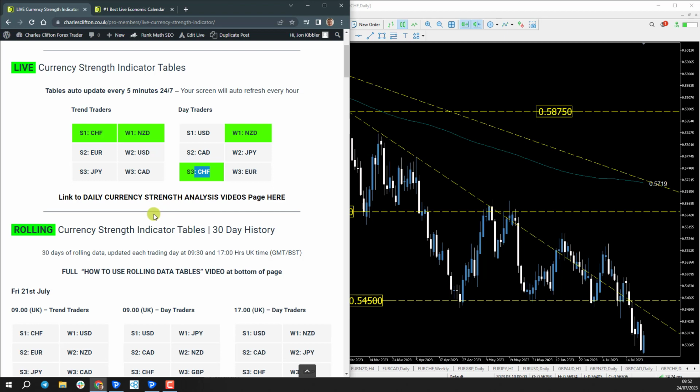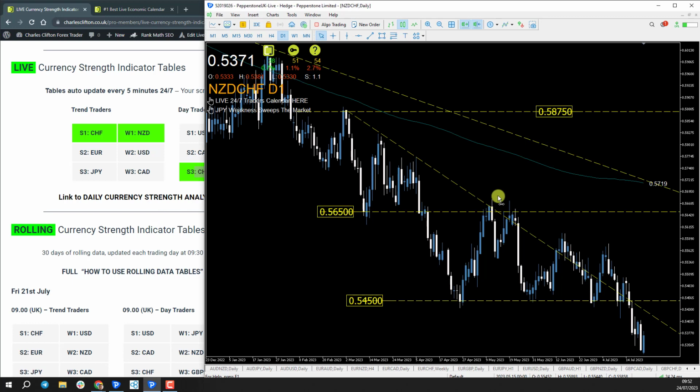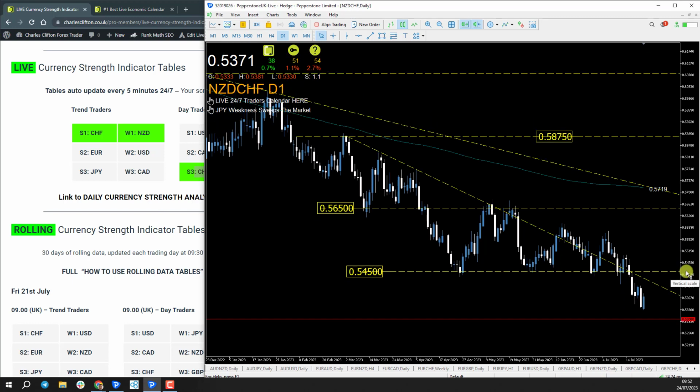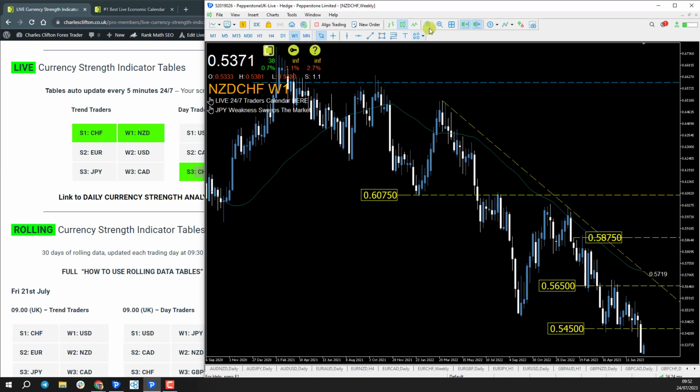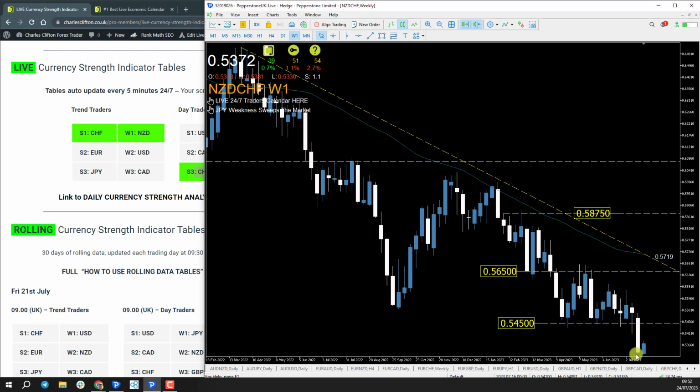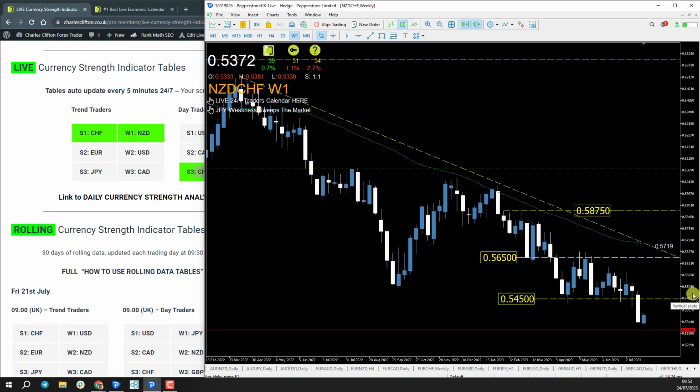Now, we focused on this pair on Friday. We also focused on it on Wednesday. But today, what are we looking at? Nothing's really changed in terms of analysis here. The market is still trending to the downside. If you have a look at the weekly close, we had a strong bearish weekly close. That could obviously follow through into this week.